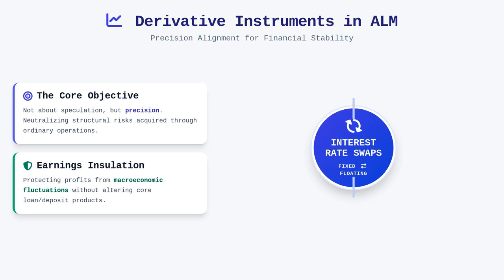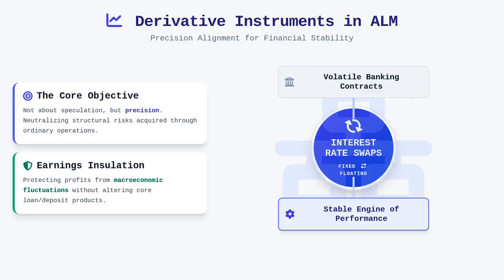This is not about speculation, but about precision. The goal is to neutralize the structural risks that the bank acquired through its ordinary operations. Through the rigorous application of these principles, the ALM committee transforms a volatile collection of banking contracts into a stable and predictable engine of financial performance.